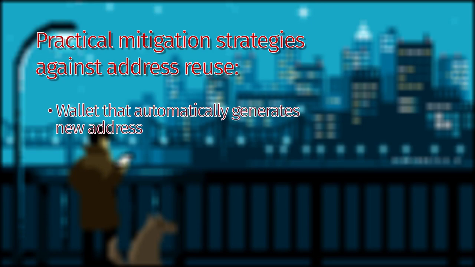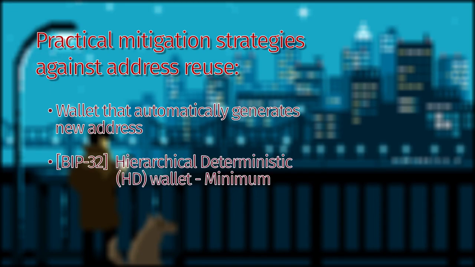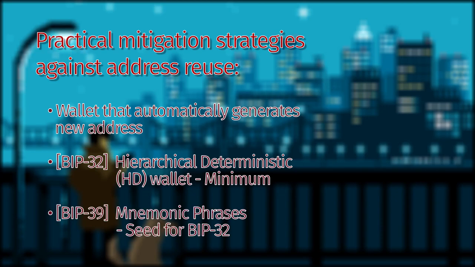So, how do I identify if a wallet has the ability to generate multiple different addresses? Look for something called HD Wallet or BIP32. They have the ability to generate addresses deterministically from a seed. Or even better, a wallet that supports BIP39, which gives you a seed in the form of a mnemonic phrase, which you could back up easily.